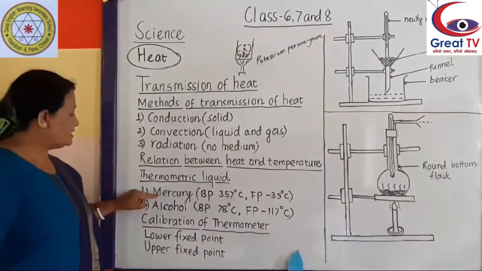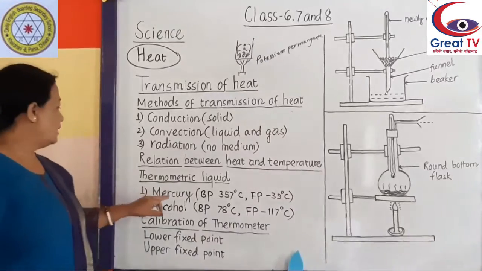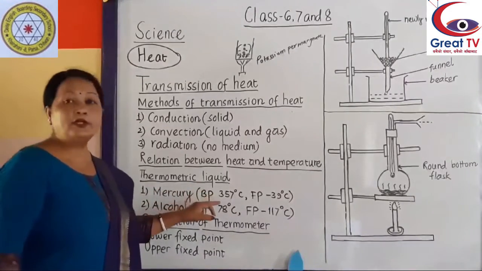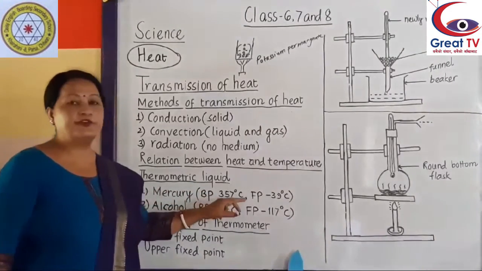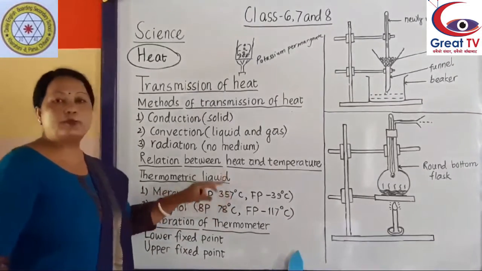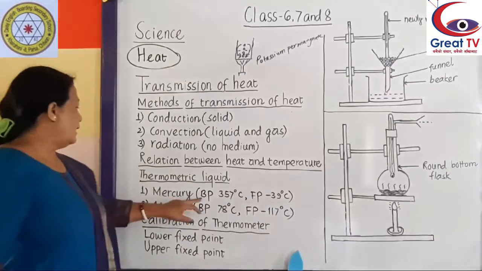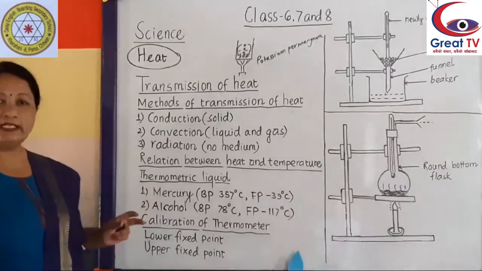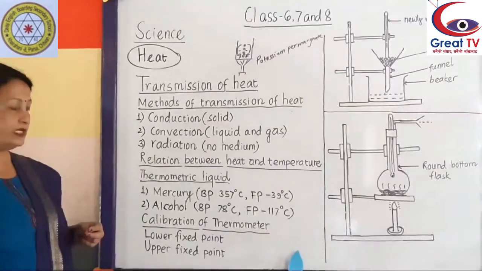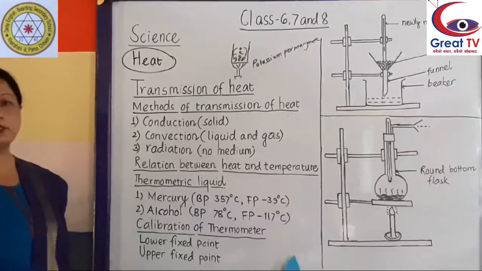Now, advantages of mercury used in a thermometer. The boiling point of mercury is 357 degrees Celsius, so it is used to measure the temperature of a very hot body. And mercury is shiny, so it can be seen easily. So these are the advantages of using mercury in a thermometer.